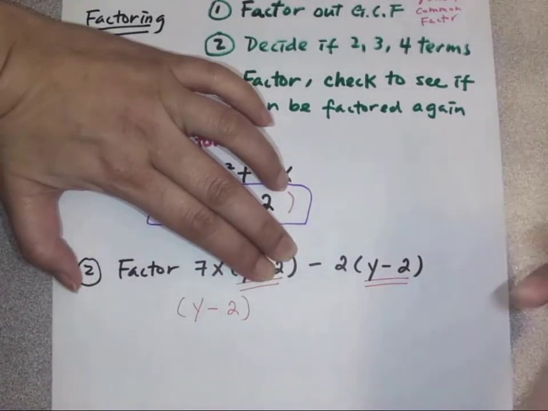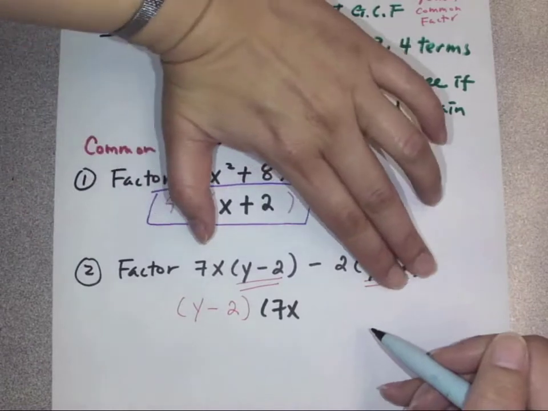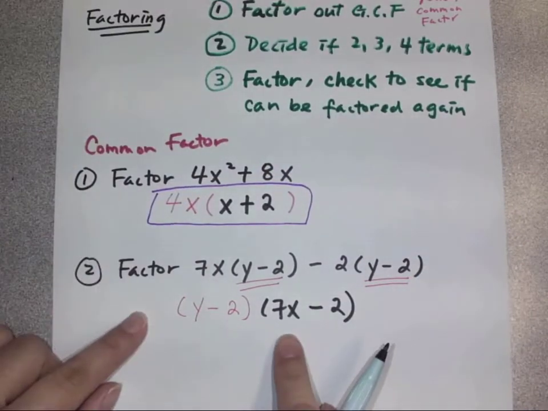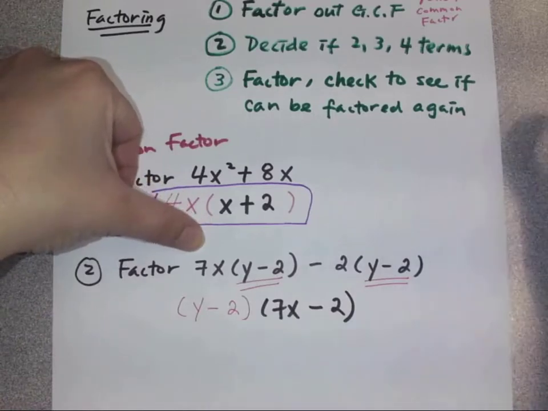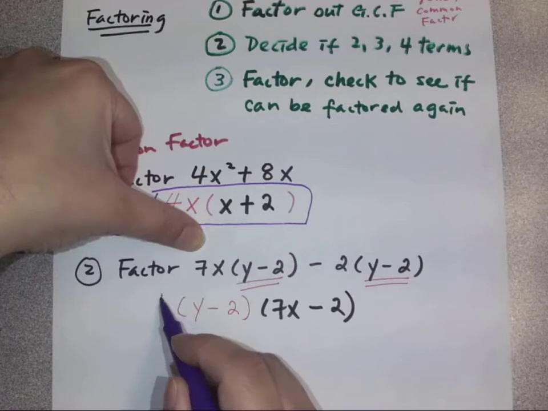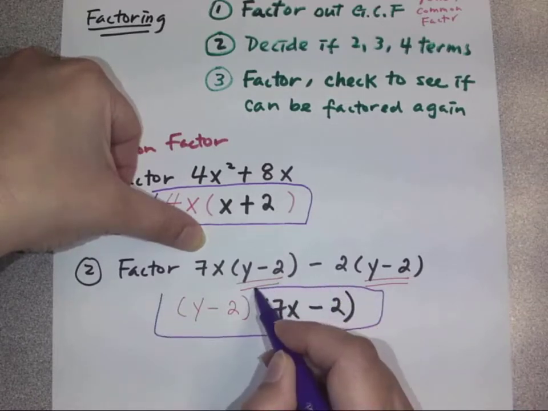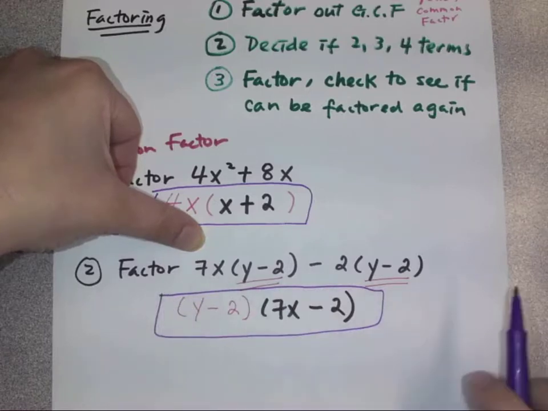And after that, if I cover this, I see the first term still has 7x. And then the second term still has minus 2. And again, if I want to multiply back, I should get back to the question, right? So we can double check the answer. So this is the very basic one. You pull out the GCF.